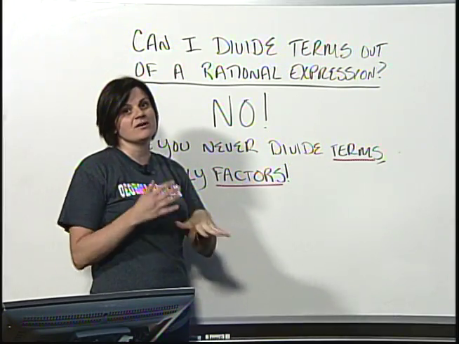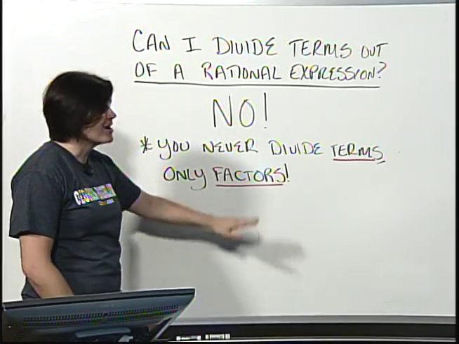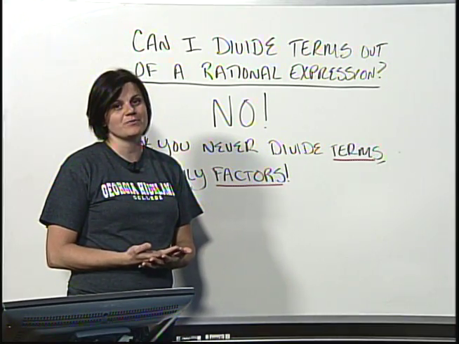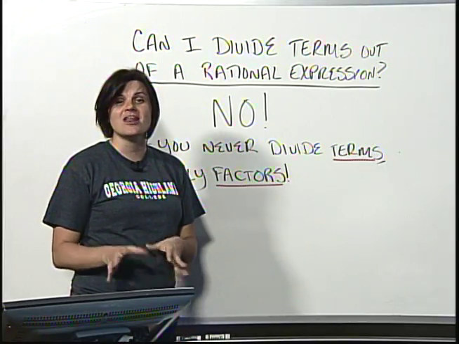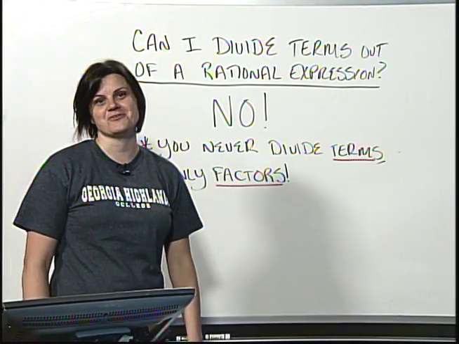And we know that inverse operations are addition and subtraction. Factors are multiplied, so those are the ones that you can divide out because we have the inverse operations of multiplication and division. Now let's take a look at an example where you might be tempted to divide out terms.